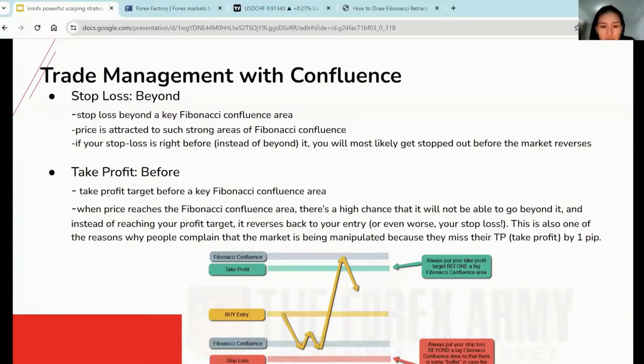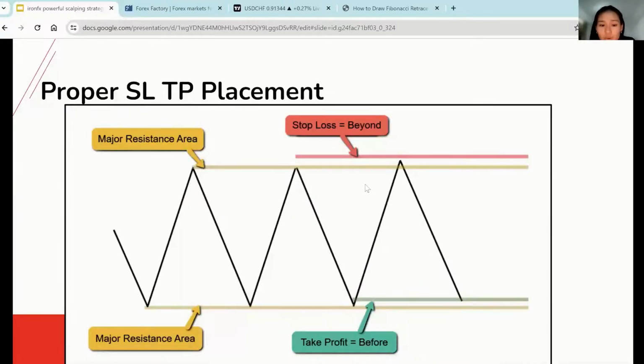Okay, so in this example, the image that I have below is for a buy entry. You can see that our take profit and stop loss are both below your Fibonacci confluence areas. Whereas if we're going in for a sell entry, like in this example, we would place our stop loss and take profit levels above any confluence levels or resistance areas.